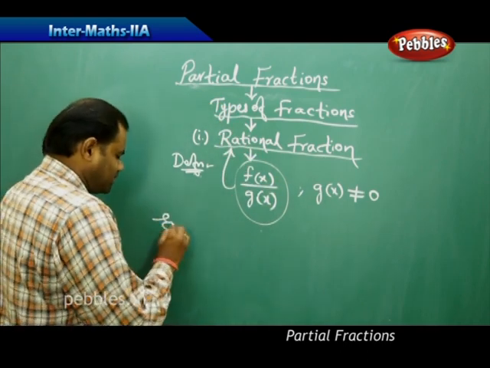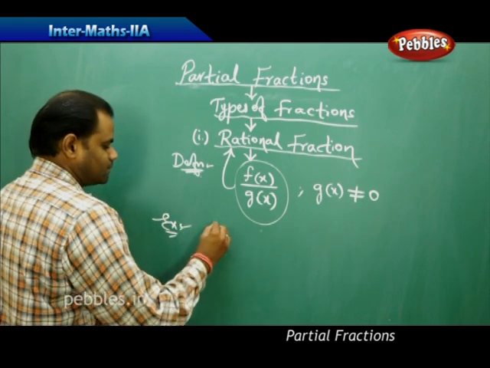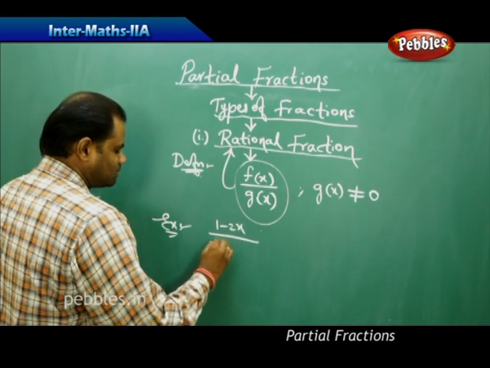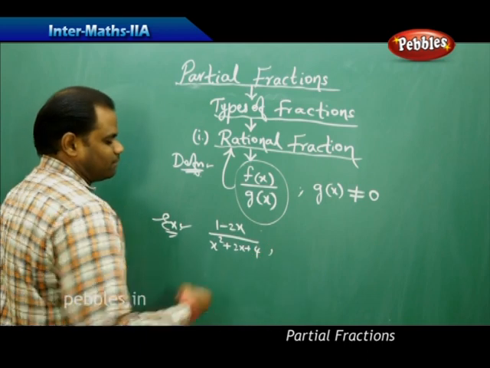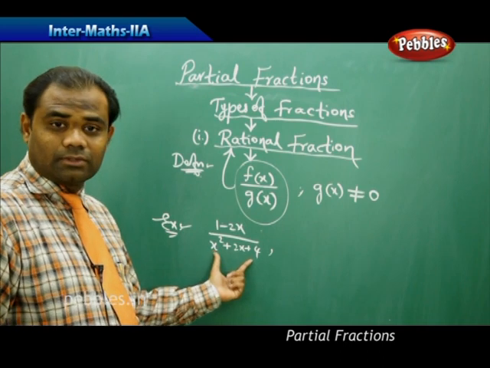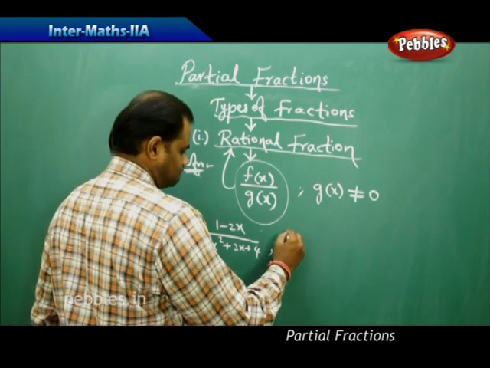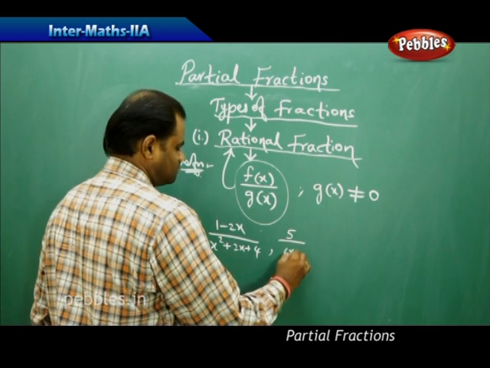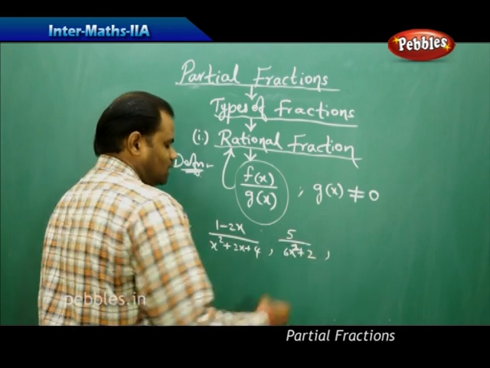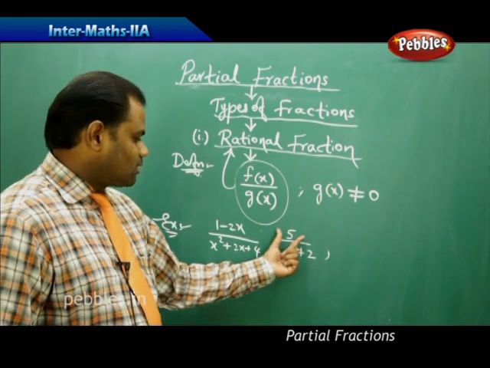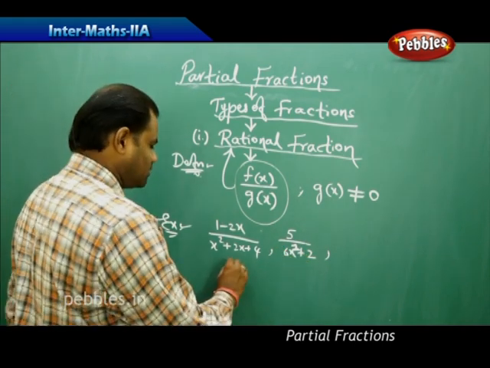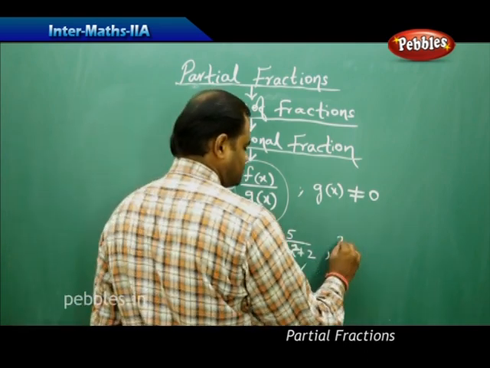So for example, if I take 1 minus 2x by x squared plus 2x plus 4, this is a rational fraction because my numerator is a polynomial and my denominator also is a polynomial. The numerator is a constant polynomial and the denominator is a polynomial of degree 2, and therefore this also is an example of a rational fraction.